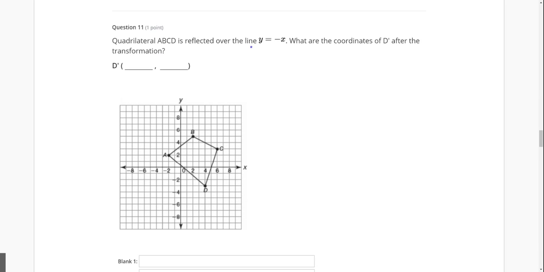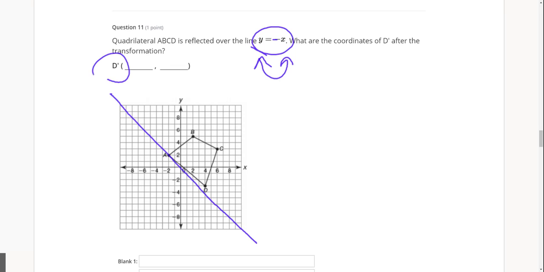How is this one different? What does the line y equals -x look like? It does go through the origin, and it goes in a negative slope, right? So here our x's and our y's are going to flip, but they're also going to change sign because I've got that negative right there.